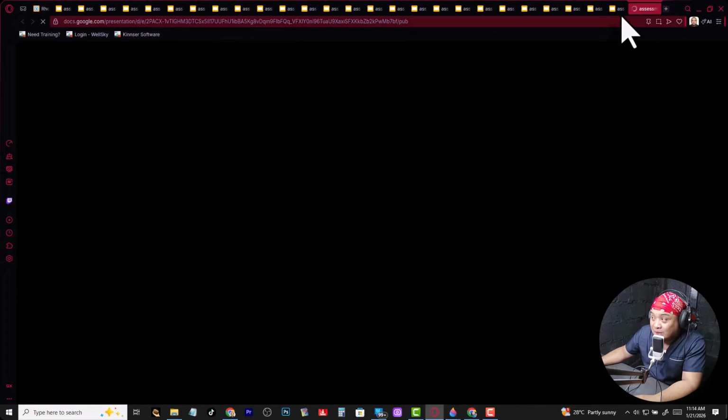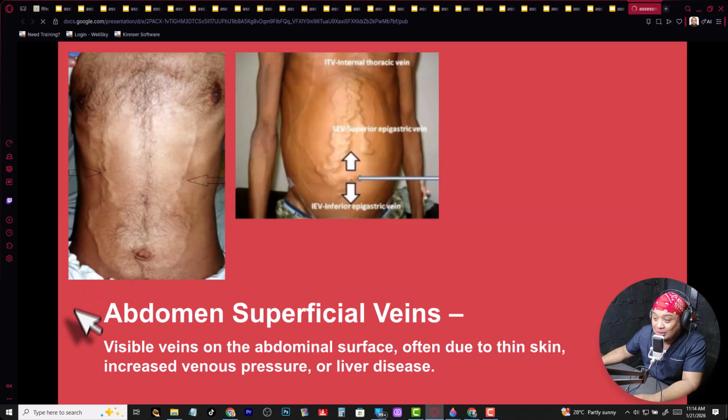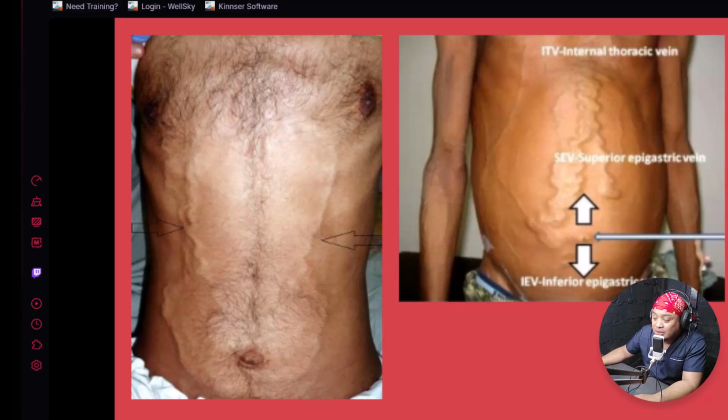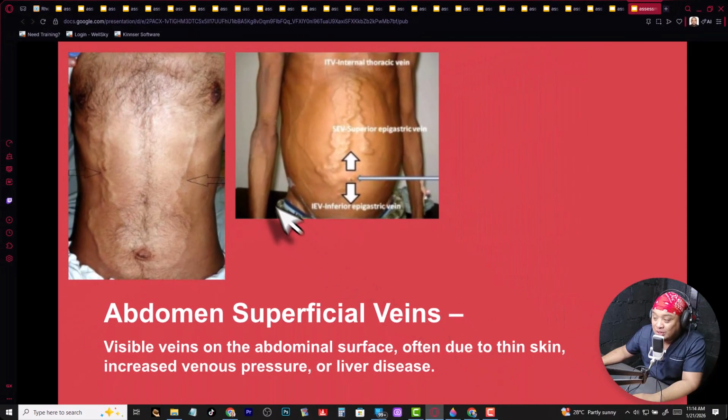Under general, basically you just click number 1, because what's placed there is superficial veins. Basically normal? No, it's not normal. This is what you call the abdomen superficial veins: visible veins on the abdominal surface, often due to skin thinning and increased venous pressure. So that's the abdominal superficial veins. The veins are showing outside.